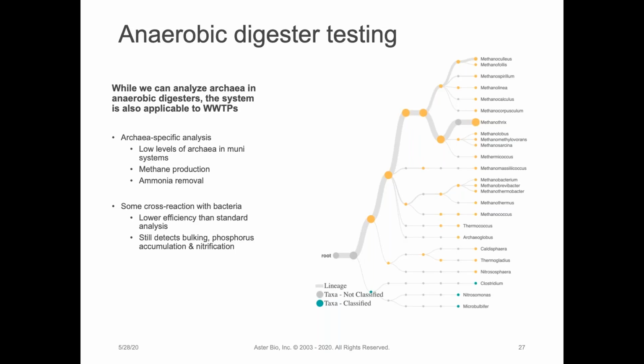Archaea present in the system is called Methanothrix. Methanothrix is a filamentous Archaea that uses a different pathway for producing methane than the other bacteria. It's this presence of high levels of Methanothrix that caused the anaerobic digester to produce very low levels of methane.